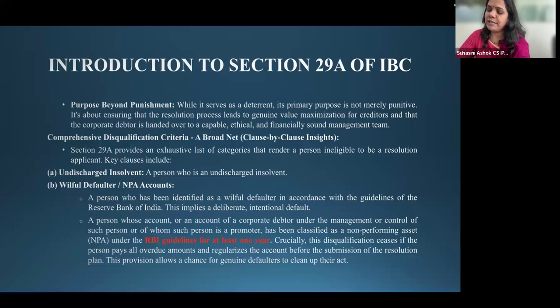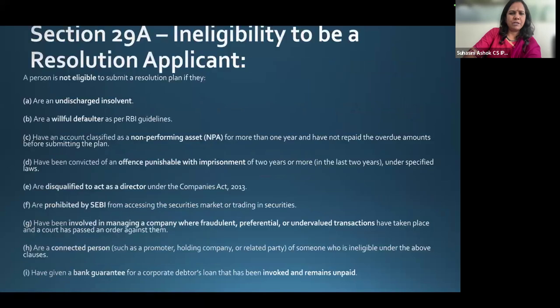Section 29A provides an exhaustive list of categories where a person is ineligible to submit a resolution plan. So basically, once we come back to Section 29A, it lays down the ineligibility to be a resolution applicant. So what happens in the CIRP process?